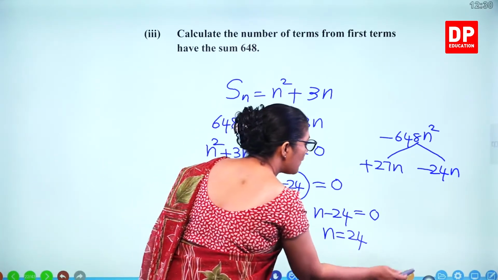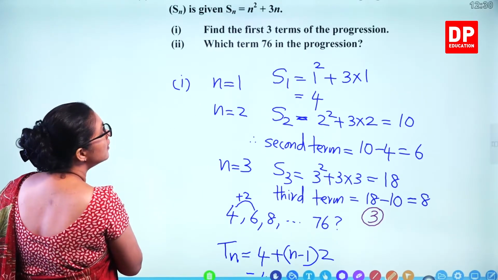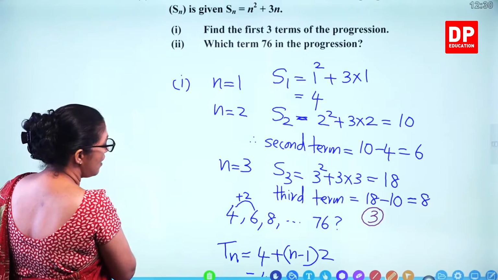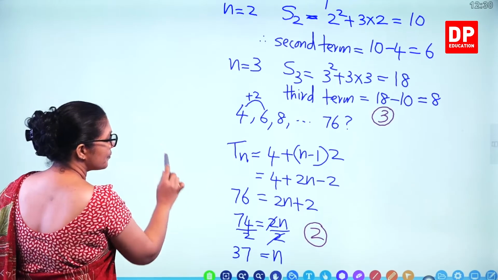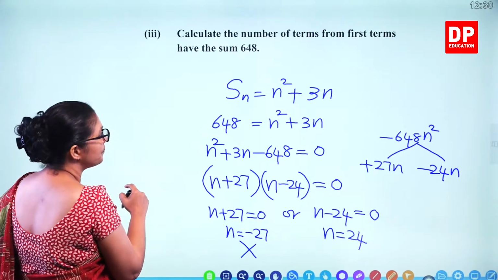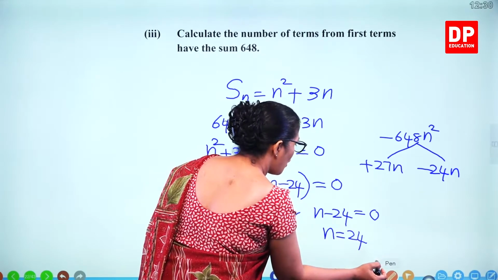So how many marks for that one? We gave 3 and 2. 5 marks for this one. So we'll give 2 marks for this step.